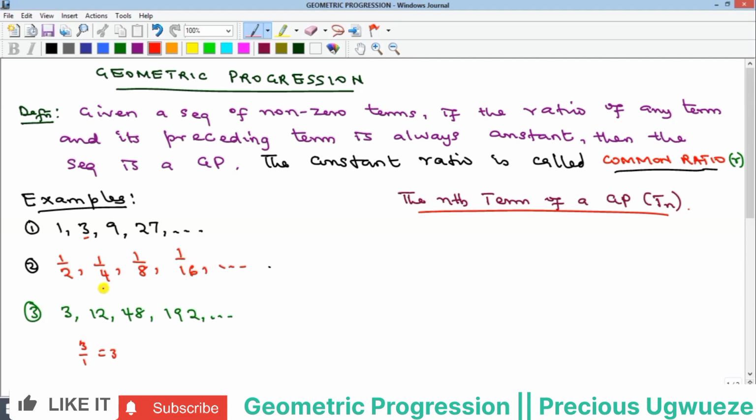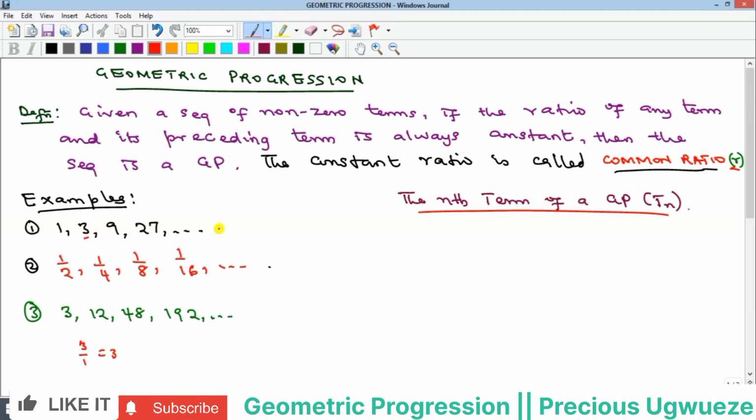So look at this other one, 1/4 divided by 1/2, and you will get 1/2. Just the same thing will happen here. Look at here, if you divide this by this, you get 4. Divide this by this, you get 4. So any sequence of this nature is called a geometric progression, and that constant ratio that you get when you divide a term by its preceding term is called the common ratio, represented with the letter r. Okay, so these are the examples we have.